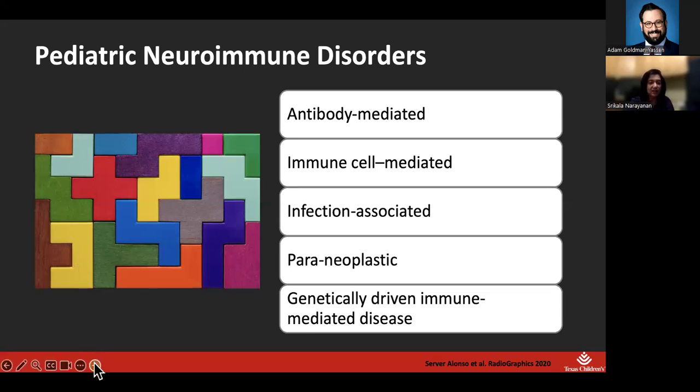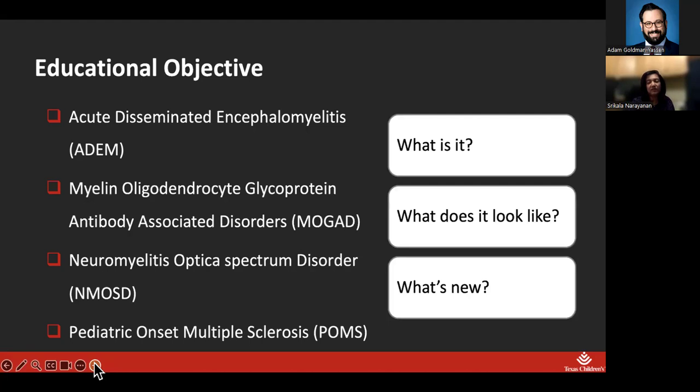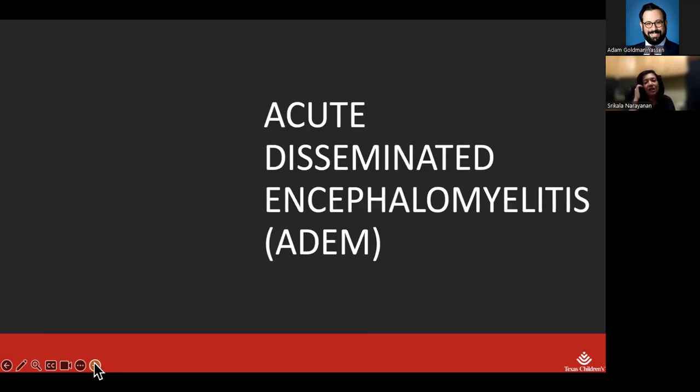So with that in mind, we are going to start today's talk, and our educational objective is basically to discuss these 4 syndromes. The way we're going to do it is we're going to talk about what is it, what does it look like on imaging, and what's new, if anything relevant. So starting off with acute disseminated encephalomyelitis, or ADEM.